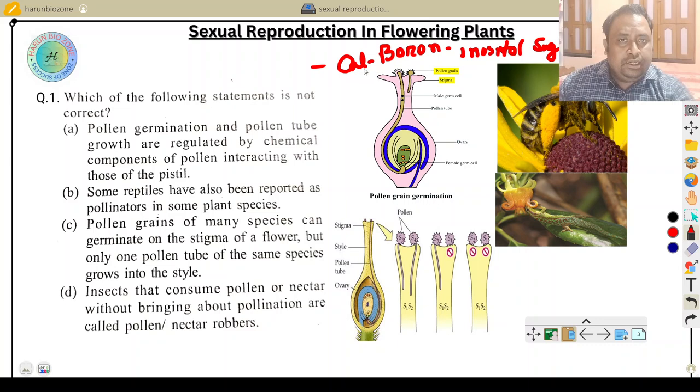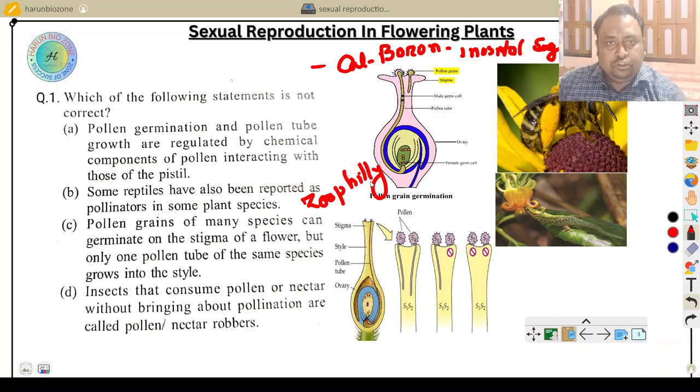So here chemical compositions like calcium, boron, inositol, sugar are produced by the carpel and help to develop this pollen tube. And the pollen tube produces pectinase enzyme. This pectinase enzyme degrades the stigma wall and the tube develops inside the carpel. Number two, some reptiles have also been reported as pollinators in some plant species. Some reptiles also act as pollinators. This is called zoophily. Okay, right.